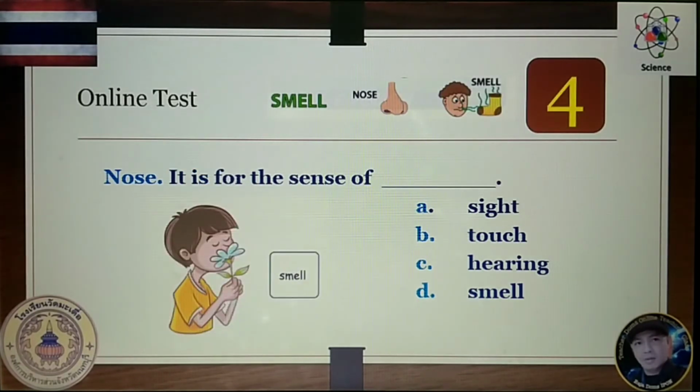Online test 4. Nose, it is for the sense of A, sight, B, touch, C, hearing, D, smell.